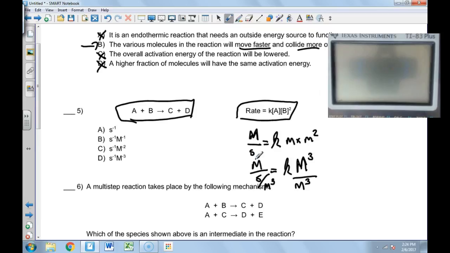And notice this molar cancels, and this is now squared. Okay, this goes out. So the units of K is now 1 over molar squared seconds, and that is choice C here.